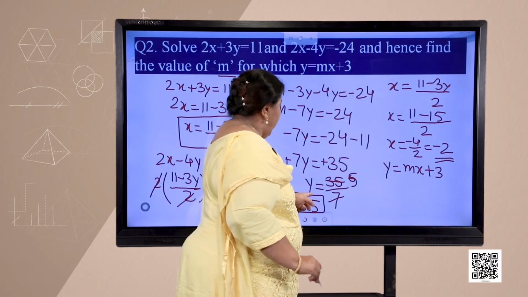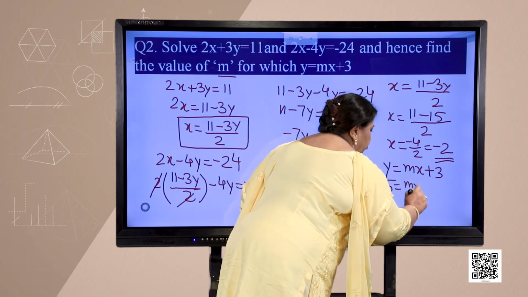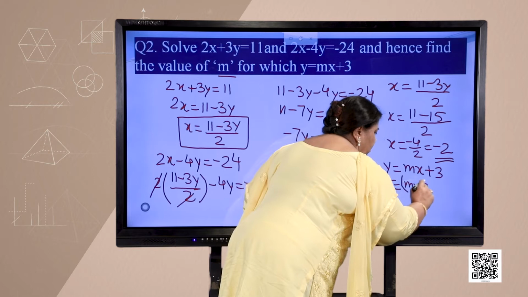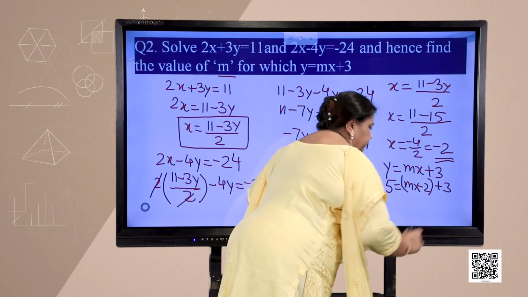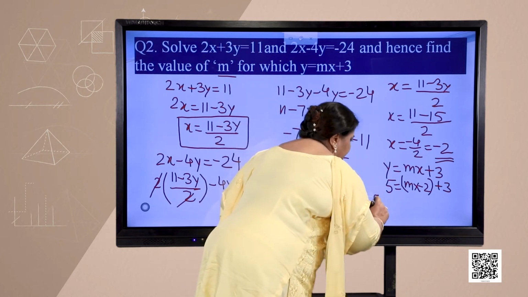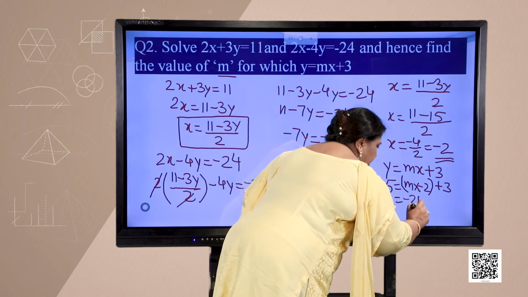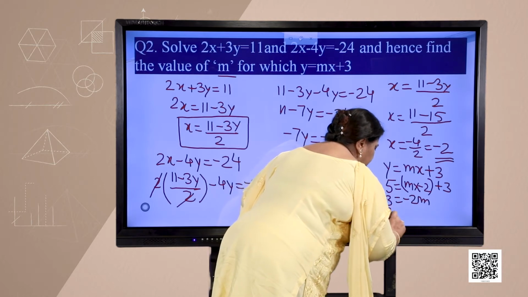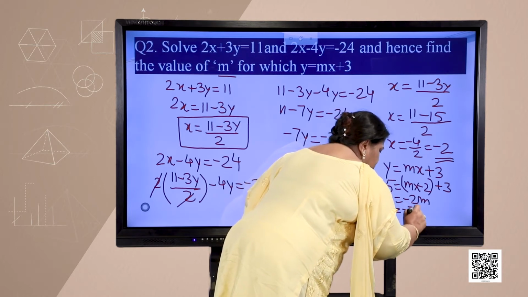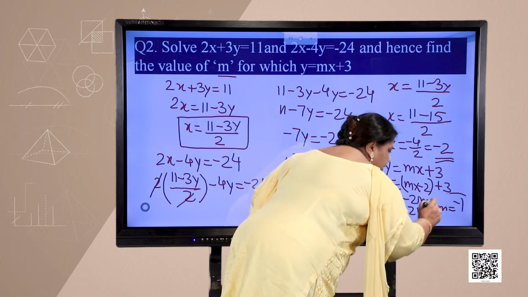What was the value of y? It was 5 is equal to m into minus 2 plus 3. So, if I bring 3 to the other side, I will get 5 minus 3 is equal to minus 2m, or 2 is equal to minus 2m. That means m is equal to minus 1.